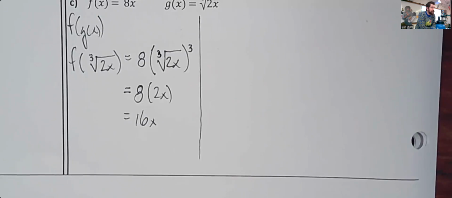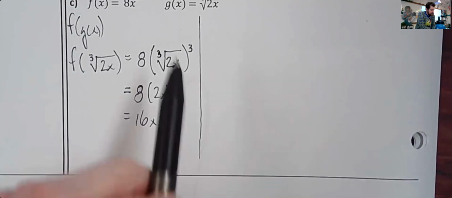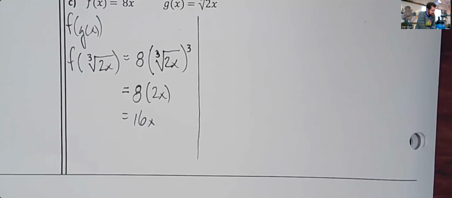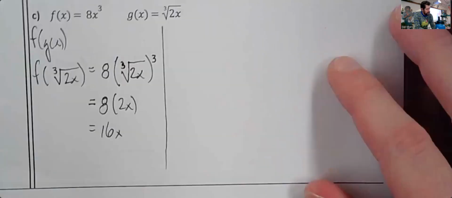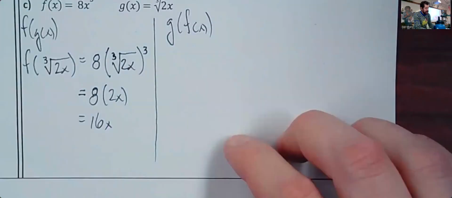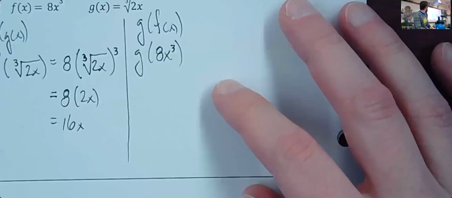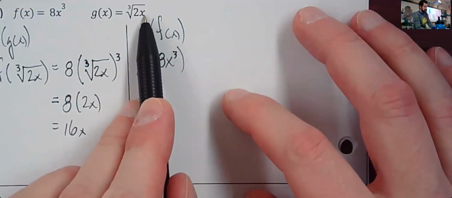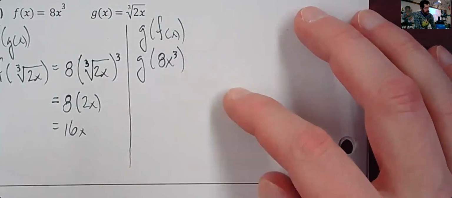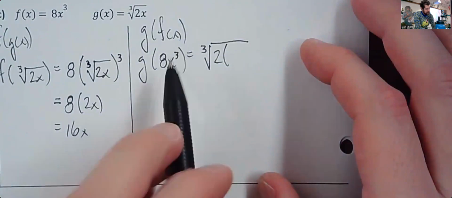All right, let's see what happens when we do it the other way. Making sure I wrote everything correctly there. Yeah, it looks good. Okay. So over here, we're going to take a look at g of f of x. f of x is 8x cubed, so it's going to be g of 8x cubed. Everywhere we see x over here, we're going to substitute in 8x cubed. So we're going to go with the cube root of 2, and then parentheses, plug in right here, 8x cubed.